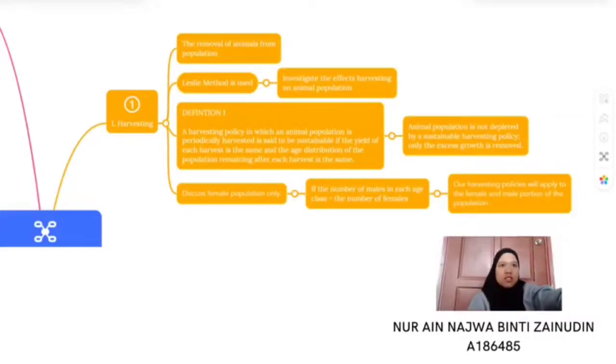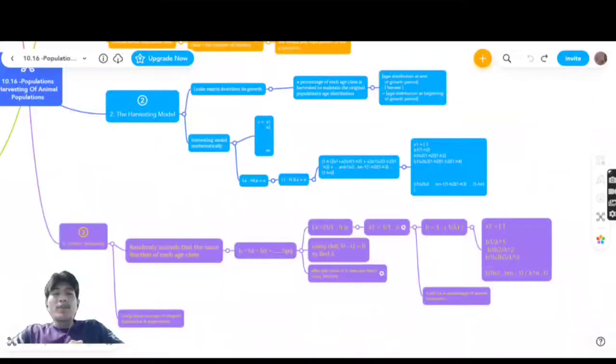Lastly, the method used discusses only the female population. If the number of males in each age class equals the number of females, our harvesting policies will apply to the female and male portions of the population. Number 2, the harvesting model.